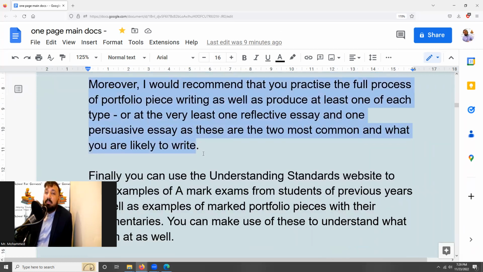Also, when it comes to the portfolio writing, you want to try and produce a portfolio piece. If you have the time, you want to try and produce more than one piece, so you can see which type of writing you enjoy the most, which one you find you're best at, and then you can go with that for your final submission.